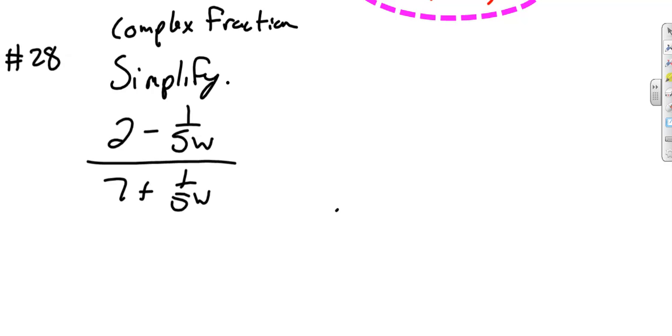Okay, now here's where the similarities kind of come in. You've got to figure out what your least common denominator is, which for this one works out kind of nice because the only two denominators you have are 5w, so your least common denominator would be 5w.